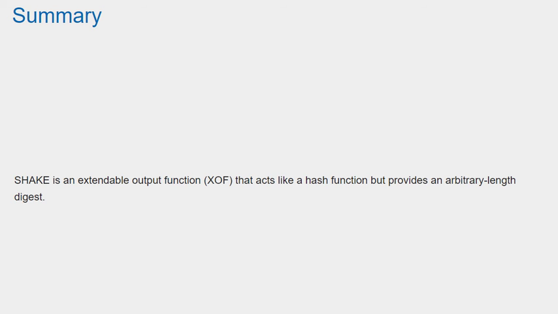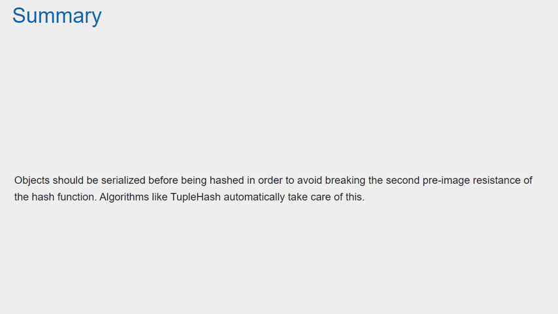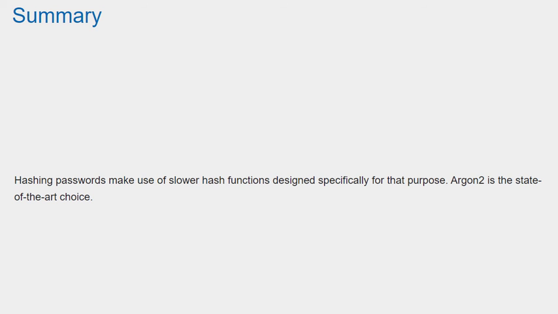SHAKE is an extendable output function, or XOF, that acts like a hash function but provides an arbitrary length digest. cSHAKE, for customizable SHAKE, allows one to easily create instances of SHAKE that behave like different XOFs. This is called domain separation. Objects should be serialized before being hashed in order to avoid breaking the second pre-image resistance of the hash function. Algorithms like TupleHash automatically take care of this. Hashing passwords makes use of slower hash functions designed specifically for that purpose. Argon2 is the state-of-the-art choice.